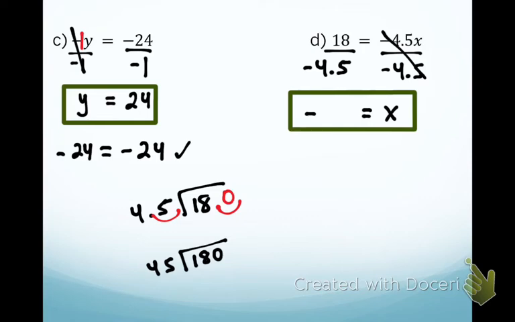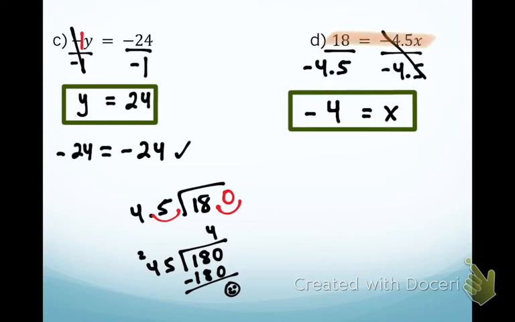4 times? Let's check it out. What's 4 times 5? 20, 0 on bottom, 2 on top. 4 times 4? 16, plus 2. Ooh, you are correct. Good guess, guys. All right, so the answer is going to be, since we already know it's a negative, -4.